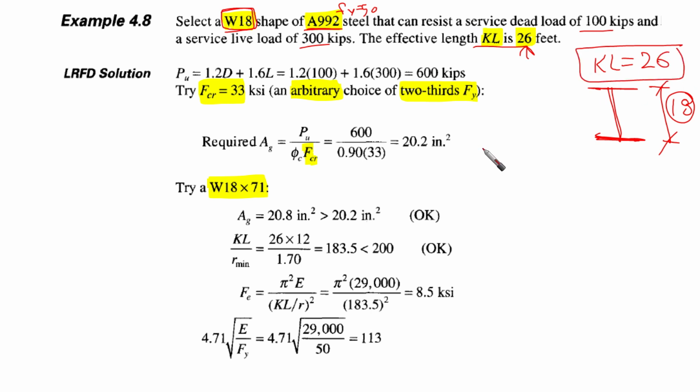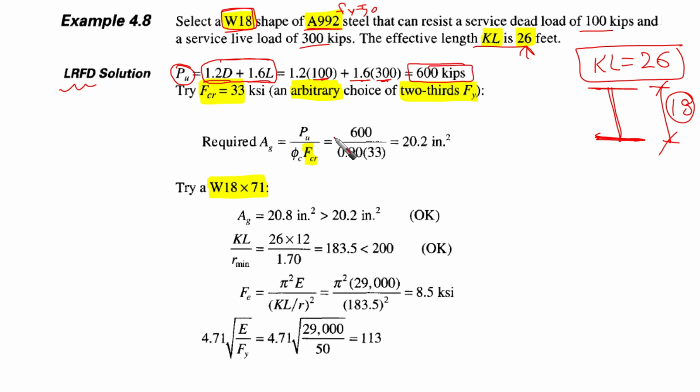Now we're going to use, as usual, LRFD and ASD. We want the ultimate load applied. It is, as we said, the load combination. It is going to be 1.2 dead plus 1.6 live, which is the critical load combination as long as there are no lateral loads like wind load or earthquakes. 1.2 times 100 dead plus 1.6 times the live load, which is 300. It gives us 600 kips.